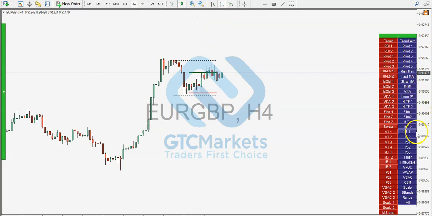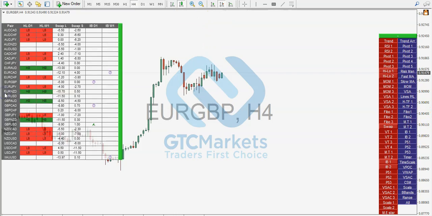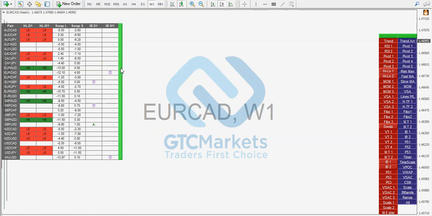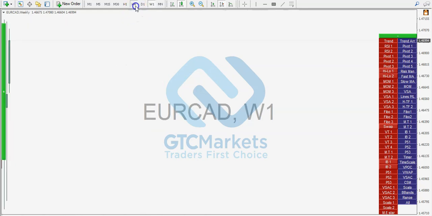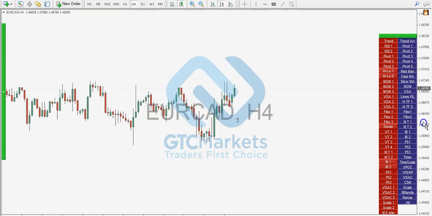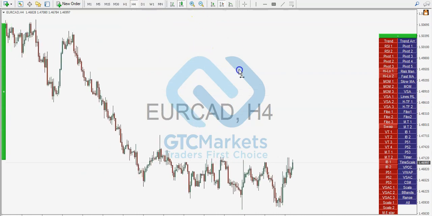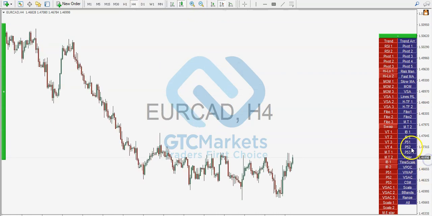Okay, now I'll move towards what else do we have. Let's see this Euro CAD. Euro CAD has an inside bar formation on the weekly candle. Let's have a look over there. I'll come to the H4, just minimize this a little bit. Okay, what do we have? We have a weekly inside bar formation over here. Couple of days ago we had over here, and now we have here.